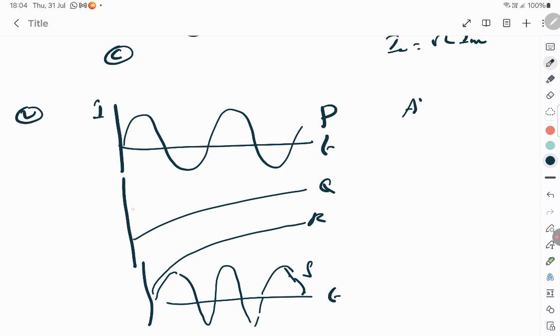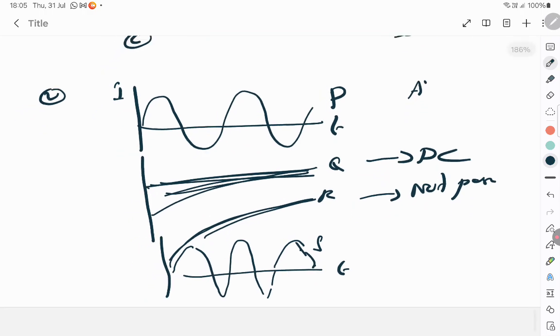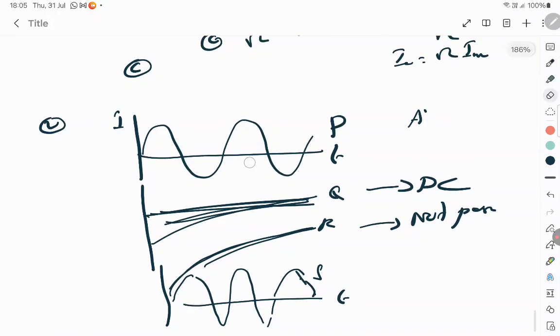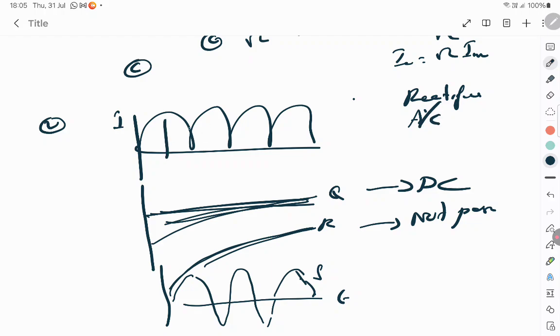In this Q, it has got to be a straight line, which shows that this will be a DC, because current is constant. Current is increasing with time, so R is also not possible, because it has to be sinusoidal. I think in this P, it should have been like this, where it's a rectified AC. It is fluctuating from here to there, but not in the negative direction. So only S will be the right answer, because it is positive as well as negative and is sinusoidal. So the question itself is wrong, is what I presume.